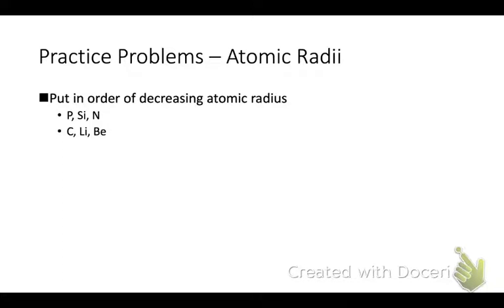Now let's practice problems, and you definitely need to look at the periodic table in front of you to answer those questions. Put in order of decreasing atomic radius. The first elements that we're having are phosphorus, silicon, and nitrogen. It is very hard to compare 3 things at once.